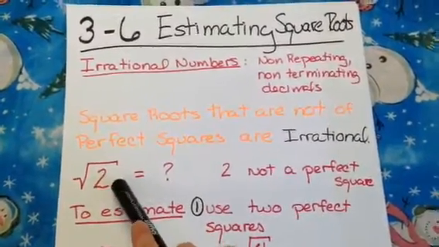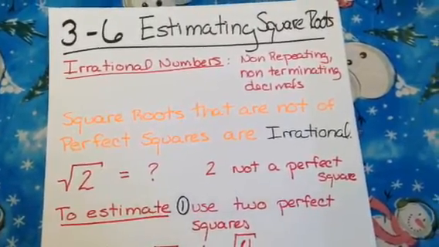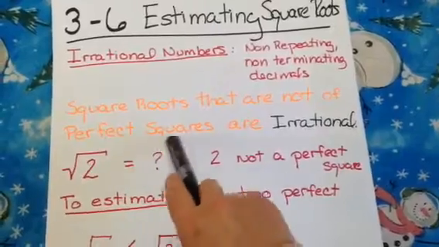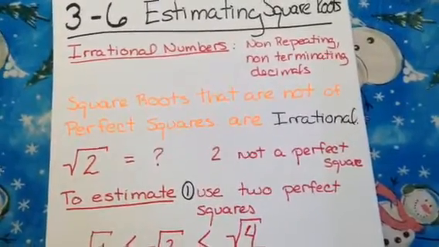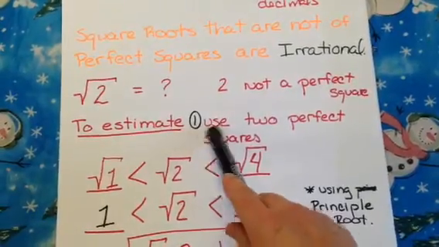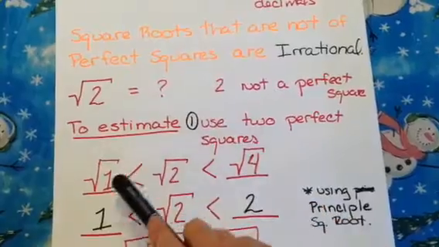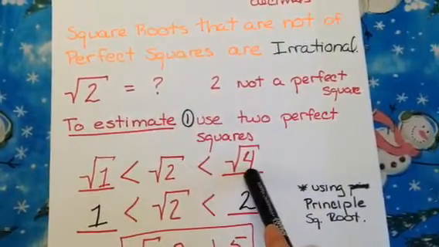Let's look at the square root of 2 as our example. 2 is not a perfect square, so we need to use an estimate if we aren't going to use a calculator. And yes, there will be times I ask you to estimate. To estimate, the first way, this is our quick and dirty way. We're going to find two perfect squares, one that is smaller than our number and one that is larger than our number.